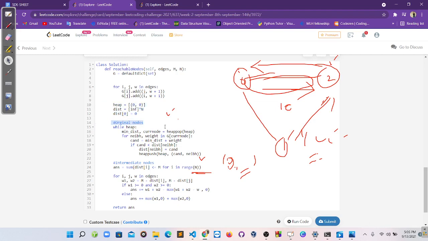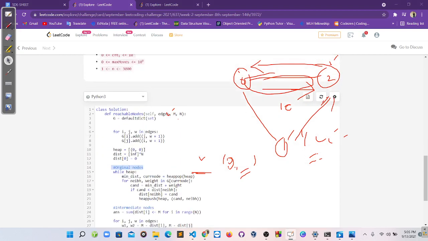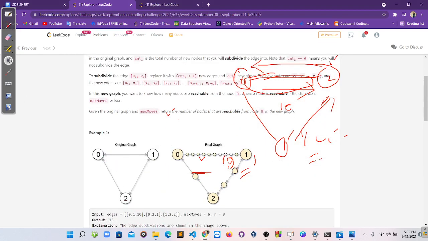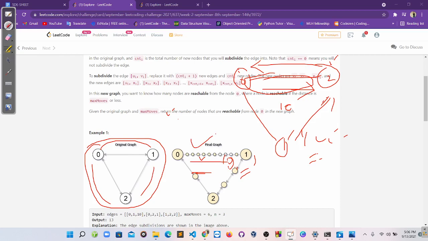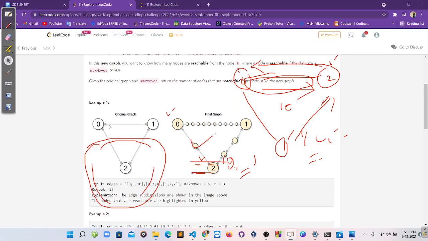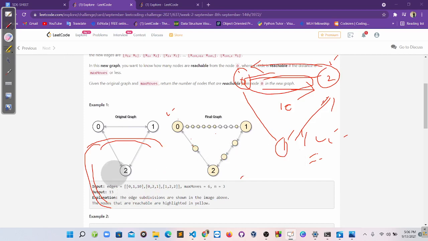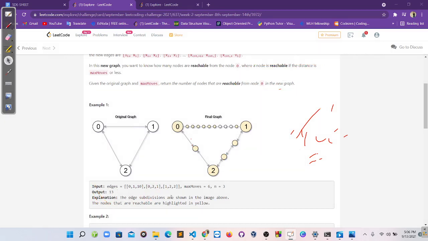What do we mean by original nodes? So what we actually try to do, simple, the original graph is this. The original graph is this one. And first we try to apply the Dijkstra algorithm on that, and figure out how much distance we use to move from there to there, and there to there. And then we work on these intermediate nodes. Okay, I think that much part is clear.